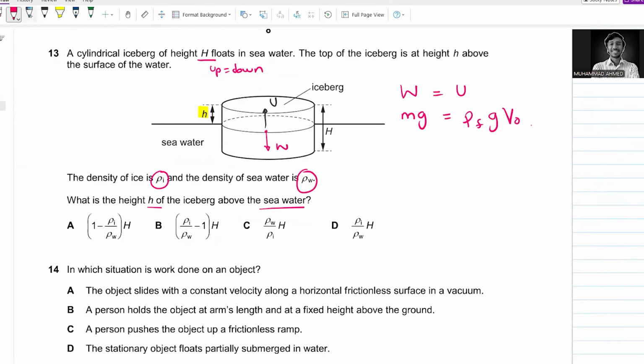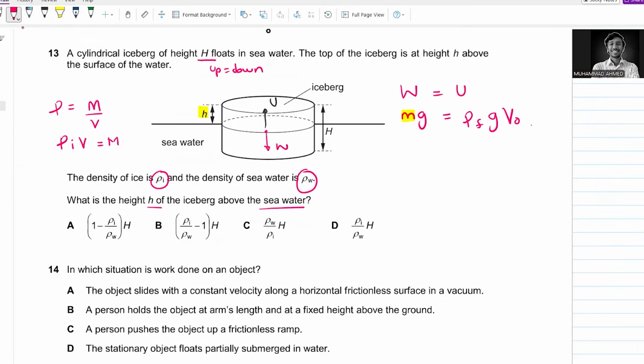ओके बेटा, ये मास किस तरह इससे निकालोगे? How will you calculate the mass of the iceberg? Very easy. Density is equal to what? Mass over volume. If you take the density of the iceberg, multiply it by the volume of the iceberg, you will get the mass of the iceberg.